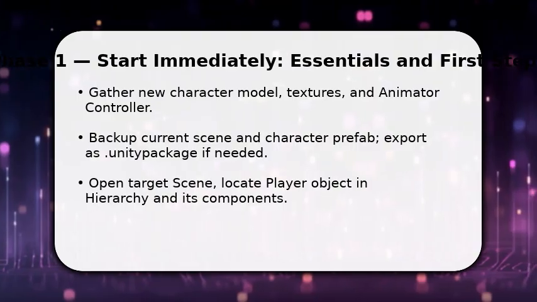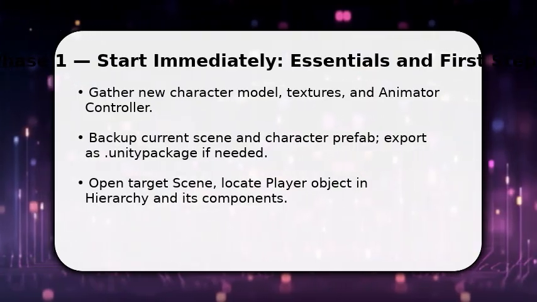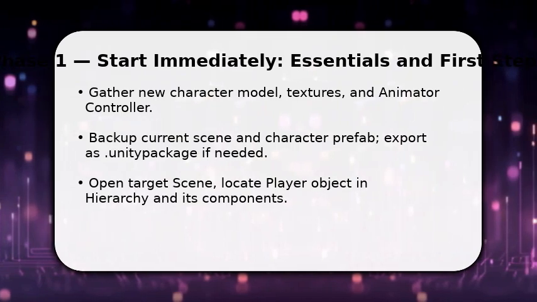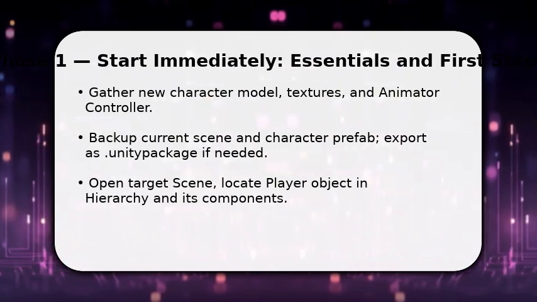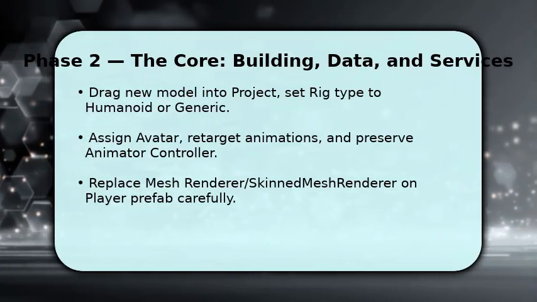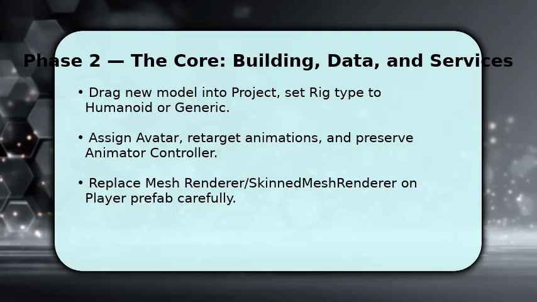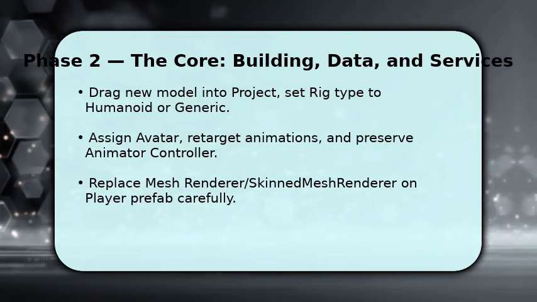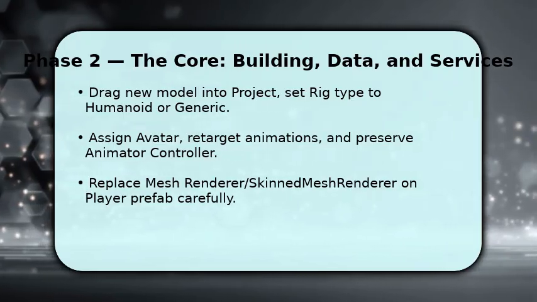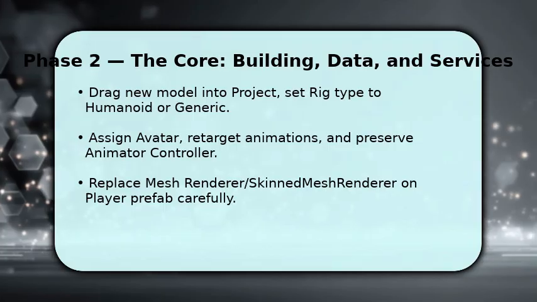You will replace the mesh while keeping component references intact, so note component names and slots before you change anything. You import the new model and immediately set the rig type to humanoid or generic depending on your setup. Then generate or assign the avatar so Unity can retarget animations. Next, keep the existing animator controller on the player and retarget its state machine to the new avatar.